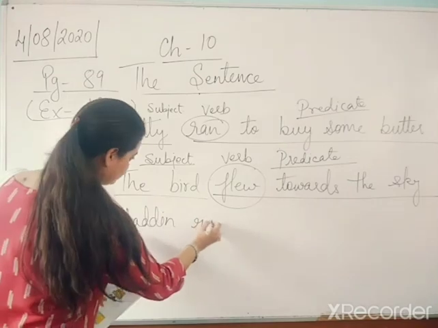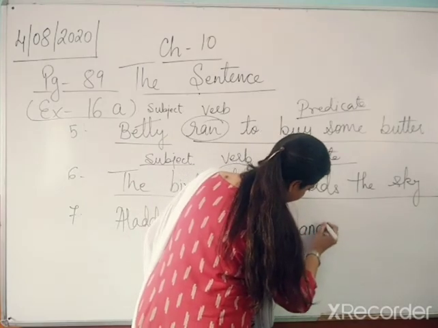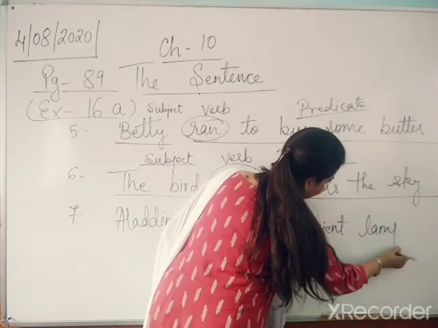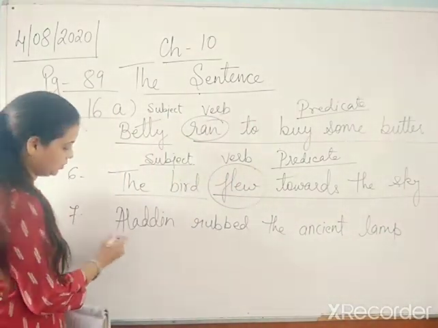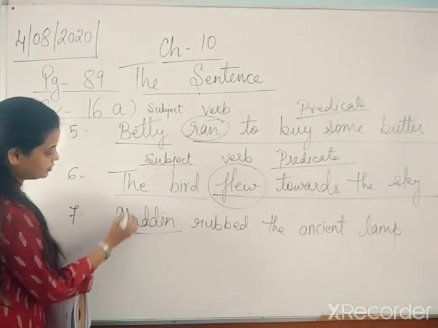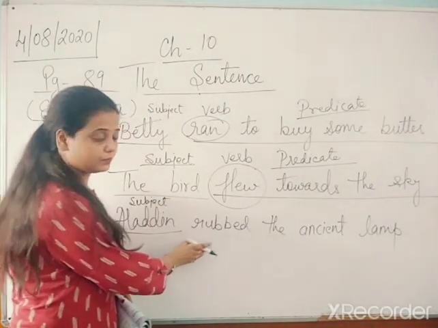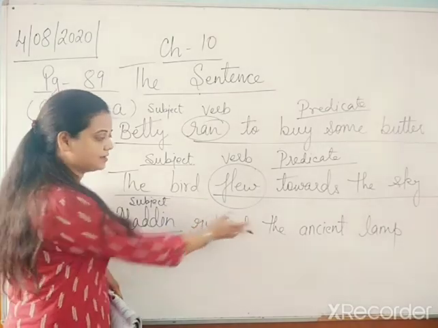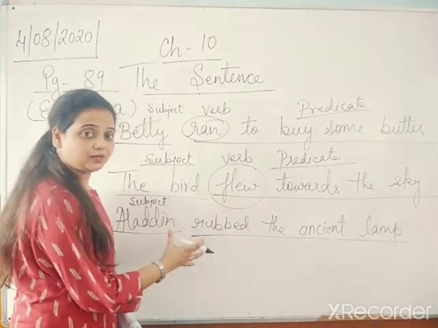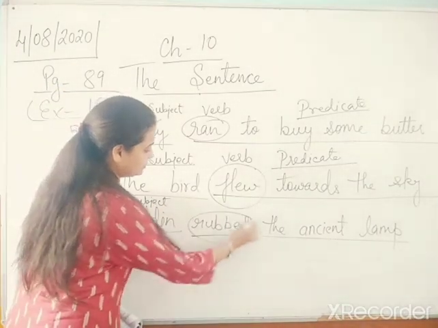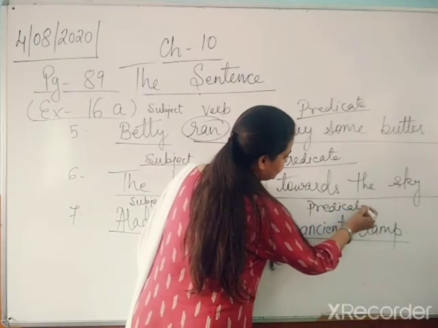Aladdin rubbed the ancient lamp. Clear? So who is again performing the action over here? Aladdin, who is a noun also. So this is your subject. The rest of the part which is containing the verb in it, it's your predicate. Rubbed the ancient lamp is your predicate. Now where is the action? Where is the main verb? Rubbed is your main verb. So we'll circle it, and the rest of the sentence is your predicate.